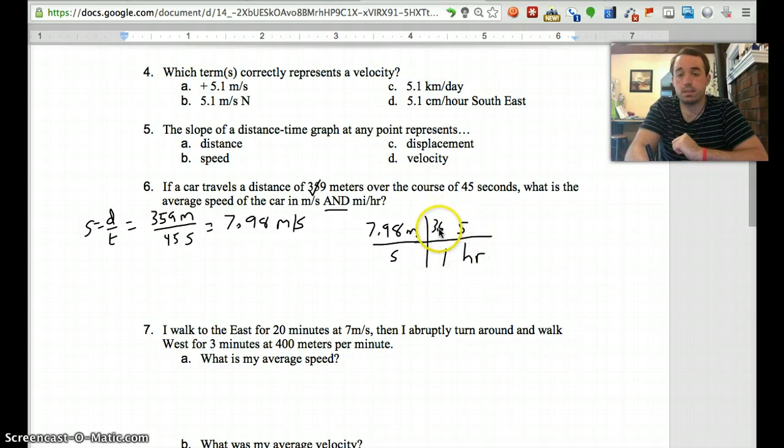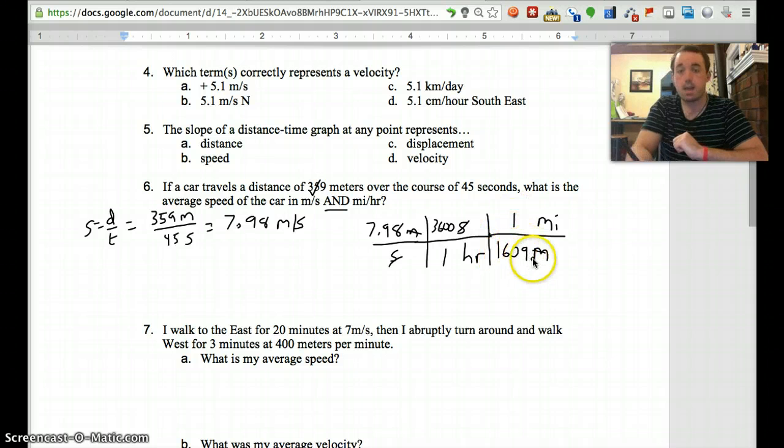There are 3,600 seconds in 1 hour. Seconds cancel. Meters per hour, I want miles. So meters on top, meters on bottom, miles on top, so that meters cancels with meters, and I know that in 1 mile there are 1,609 meters. So I'm left with miles per hour, which is what I'm looking for.